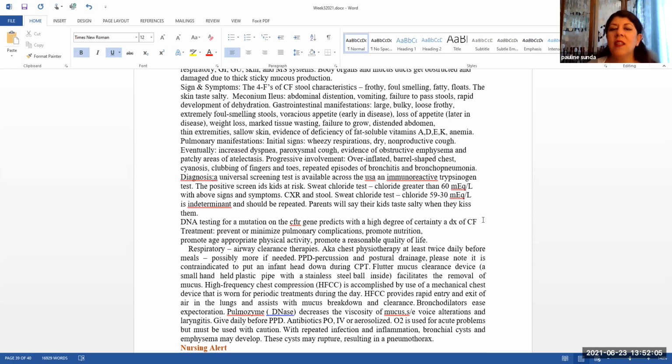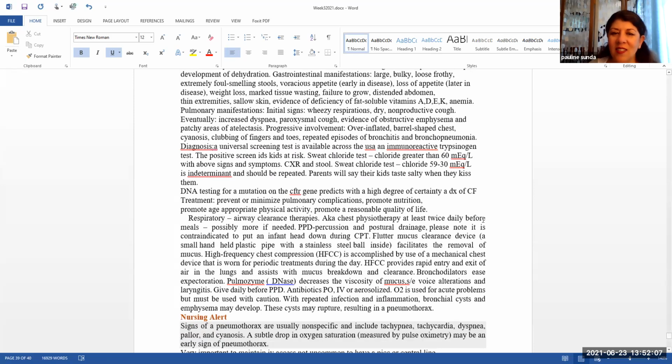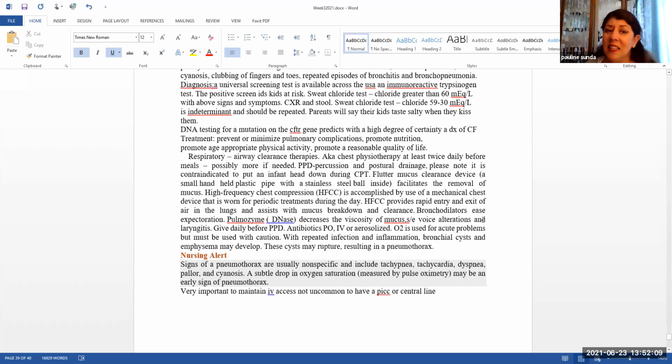A sweat chloride test of 59 to 30 milliequivalents per liter is indeterminate and really does need to be repeated. And I already mentioned that the parents will say that their children taste salty. DNA testing for a mutation on the CFTR gene predicts with a high degree of certainty a diagnosis of cystic fibrosis. So treatment, really what we want to do is prevent or minimize pulmonary complications, promote nutrition, promote age-appropriate physical activity, and promote a reasonable quality of life.